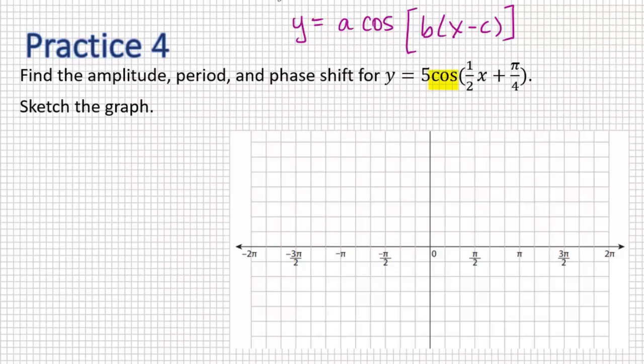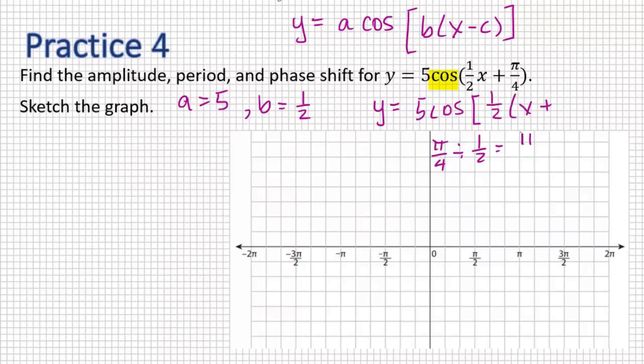So I can see that the value for a is 5 and the value for b is 1/2, but the phase shift here, the value for c, is hidden. So I'll have to factor out 1/2 from both terms inside the brackets. That gives us y is equal to 5 times the cosine of 1/2 times x plus pi over 4 divided by 1/2, which is equivalent to pi over 4 times 2 over 1, and therefore equivalent to pi over 2. So we have 1/2 times x plus pi over 2.